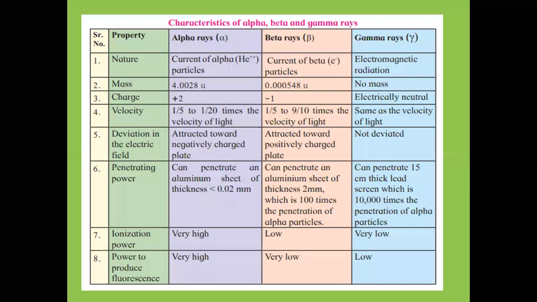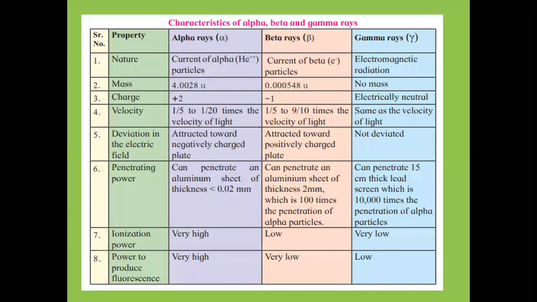Alpha rays are attracted towards the negatively charged plate, beta rays are attracted towards the positively charged plate, and gamma rays are not attracted at all. Now the penetrating power, which is very important here. Alpha rays can only penetrate an aluminium sheet of thickness less than 0.02 mm. Beta rays can penetrate an aluminium thickness of 2 mm, which is 100 times more than the capacity of the alpha rays. But gamma radiations can penetrate about a 15 centimeter thick screen, which is 10,000 times more than the penetration of alpha particles.